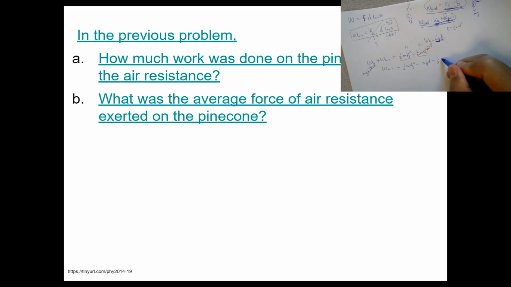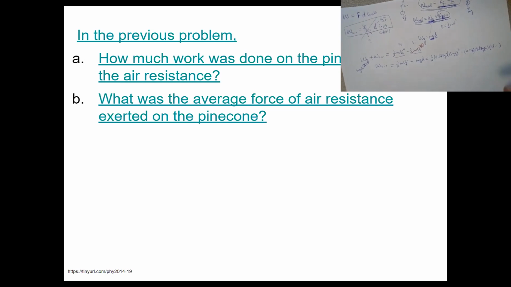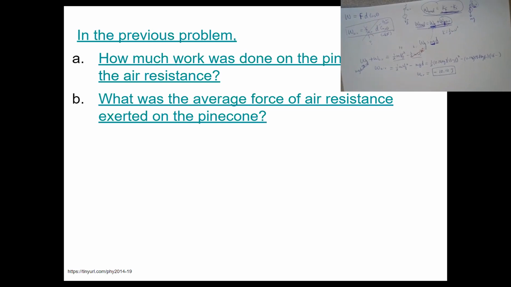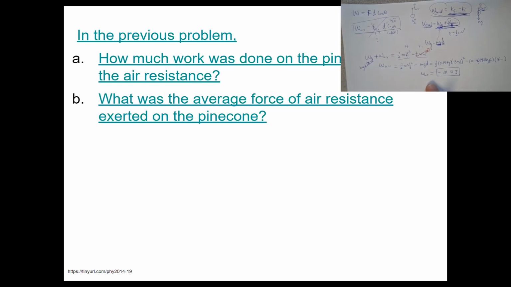Then I can plug in my numbers here. m is 0.14 kg, v final is 13 meters per second, squared, minus 0.14 kg times 9.8 meters per second squared times d, the 16 meters. By doing that, I end up with a work of negative 10.12 joules. So you can calculate the work done by the air resistance this way if you don't know the air resistance force. All right, so this is part A. Any questions you guys might have?